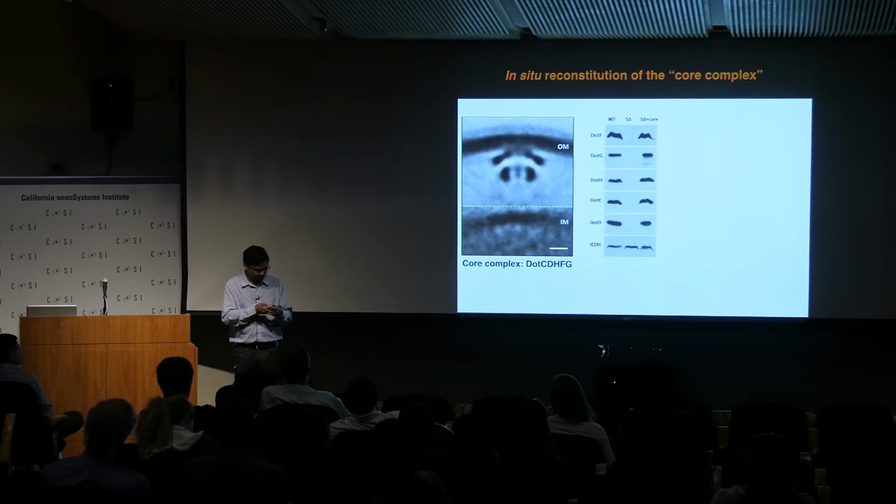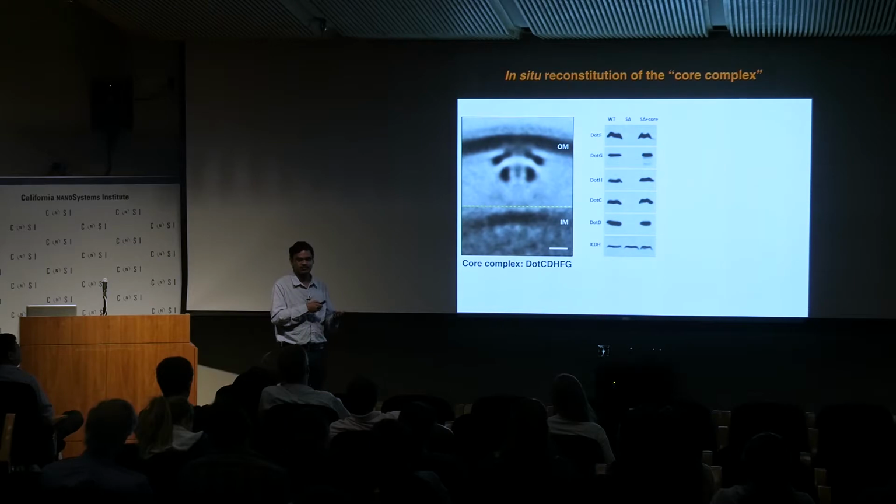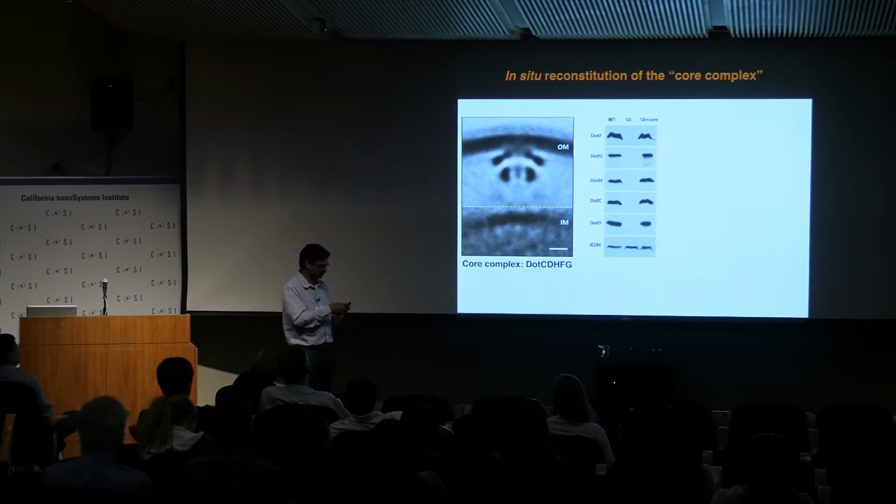And those 5 proteins actually assemble inside Legionella cells. So this is almost like in situ reconstitution. And they form the core part of the complex. We can get a subtomogram average of the complex. Here I'm just showing that the 5 proteins expressed separately are actually expressing to the level of wild type.